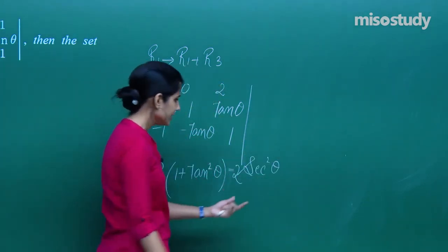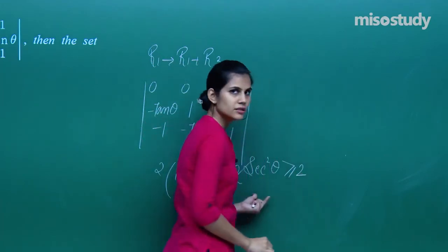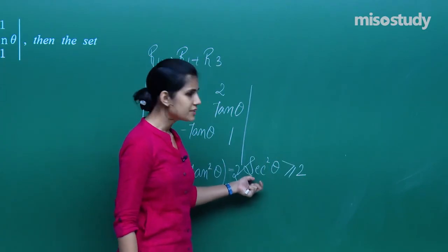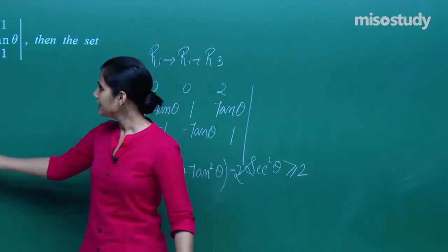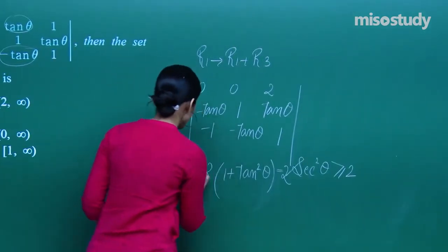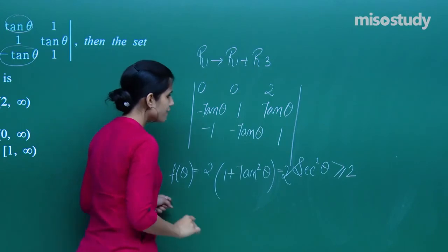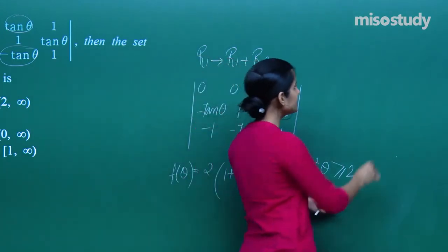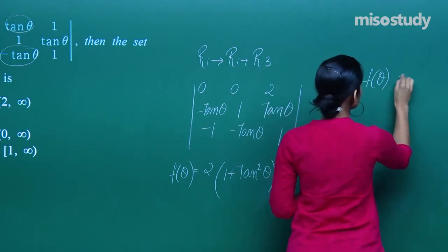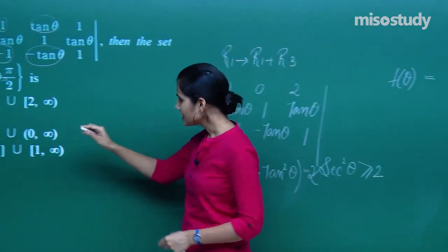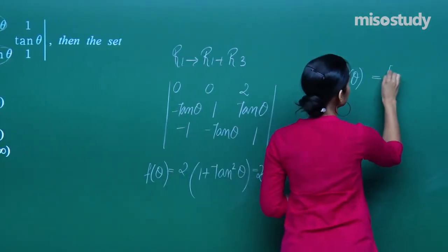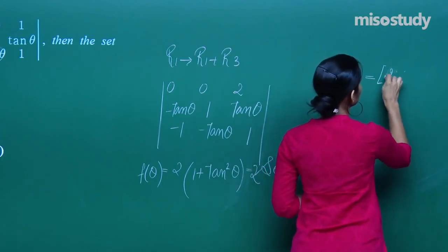2 already you have. This is greater than equal to 2 when theta is lying between 0 and pi by 2, right? Twice of sec squared theta is greater than equal to 2 when theta is lying in this range, and this particular determinant, that is twice of sec squared theta, is nothing but f of theta. F of theta is greater than equal to 2, that means the very set f of theta where theta is lying between 0 and pi by 2 is going to come out to be equal to, I should write, 2 to infinity.